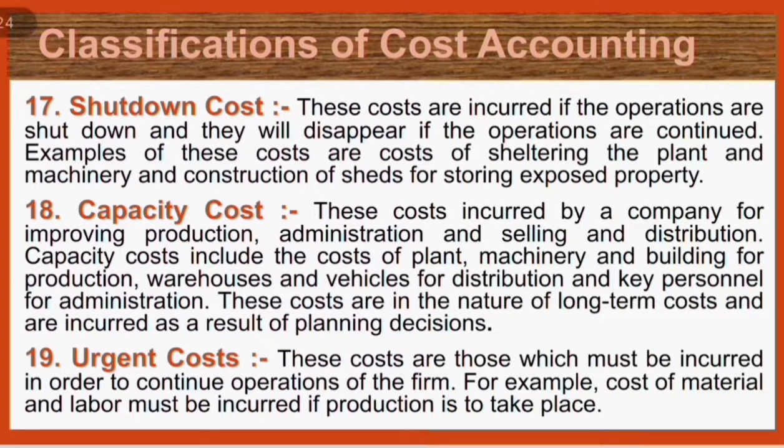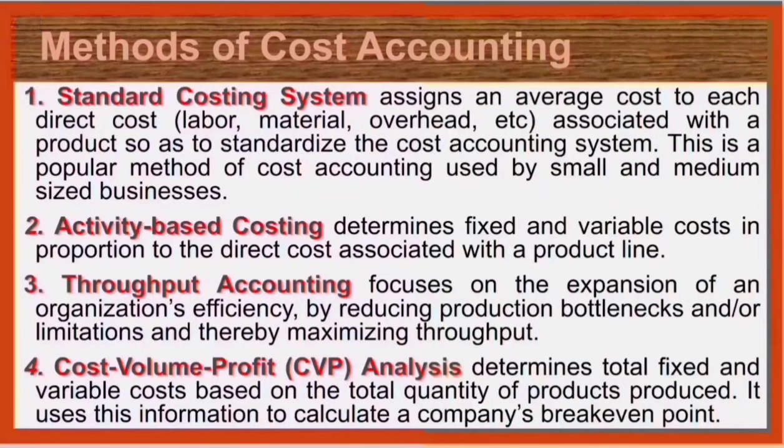Number 19, urgent costs. These costs are those which must be incurred in order to continue operations of the firm. For example, cost of material and labor must be incurred if production is to take place. Methods of cost accounting. Number 1, standard costing system. Standard costing system assigns an average cost to each direct cost, which is labor, material, and overheads, etc., associated with a product so as to standardize the cost accounting system.